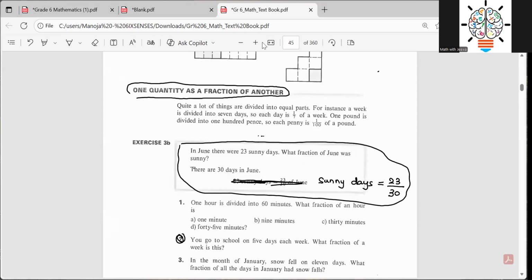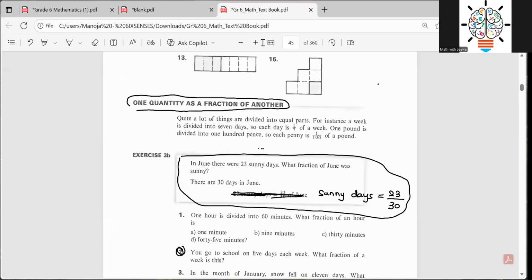Look at this. You want to write that in June there were 23 sunny days. What fraction of June was sunny? There are 30 days in June. Then of the 30 days, you have 23 sunny days. Here you have the same thing, 30 days, 23 days. So then you don't need to worry.